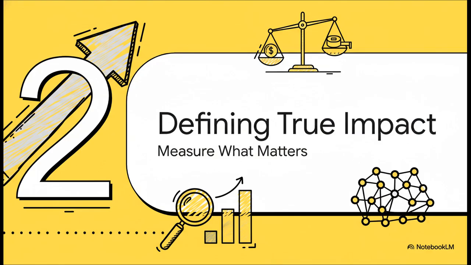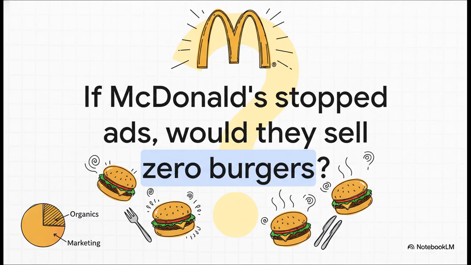So, okay, if the standard way of attributing sales can trip us up, how do we get to the real truth? How do we define our true impact? Well, the answer is in a much more powerful idea, measuring what actually matters. Think about this for a second. Of course not, right? I mean, people get hungry, it's lunchtime, and you can't miss those golden arches.